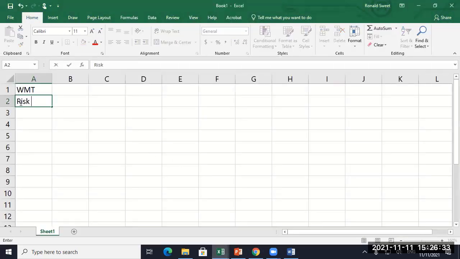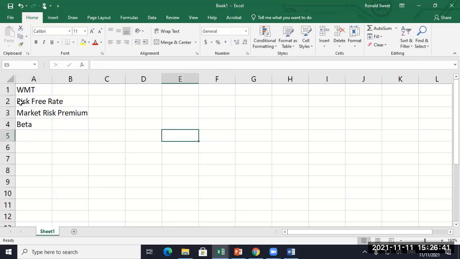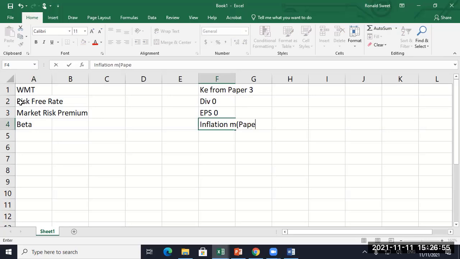So I need a risk-free rate, I need a market risk premium, I need a beta. There's paper three. For paper four, I need dividend zero, EPS zero, I need my KE from paper three. I need inflation, also probably from paper three. I need a long-term growth. It's tied to paper three. Doesn't have to be the same.